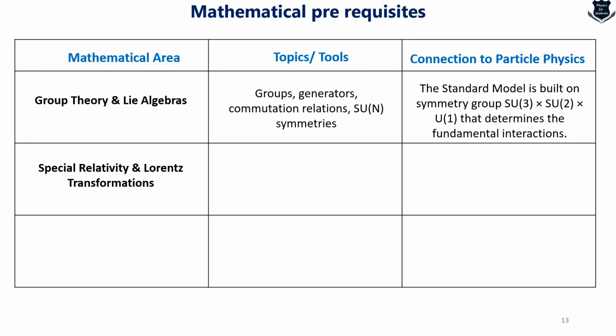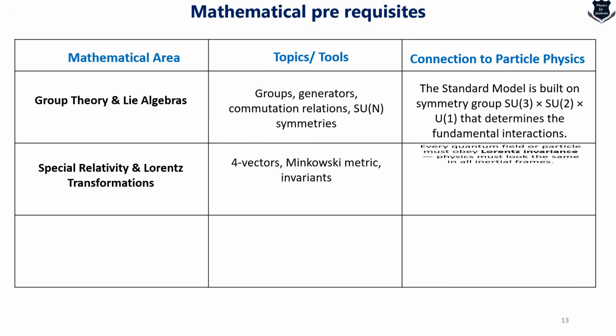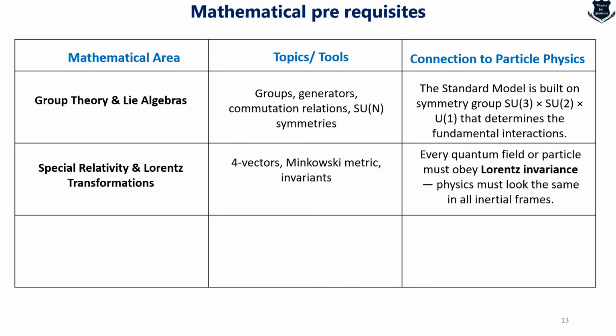You also need to understand the special theory of relativity and Lorentz transformations, because the four-vectors, the Minkowski metric, and the invariant property also relate to what is called Lorentz invariance, and physics must look the same in all inertial frames of reference. So special relativity and Lorentz transformations are important. In the book that I will be talking about, you will see how special relativity has been reviewed.